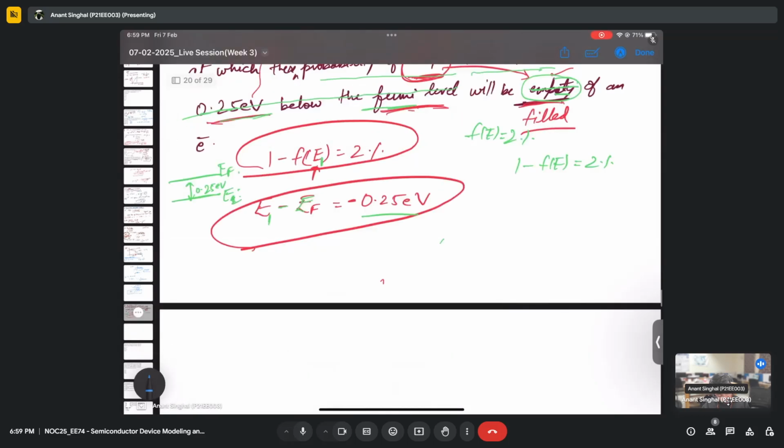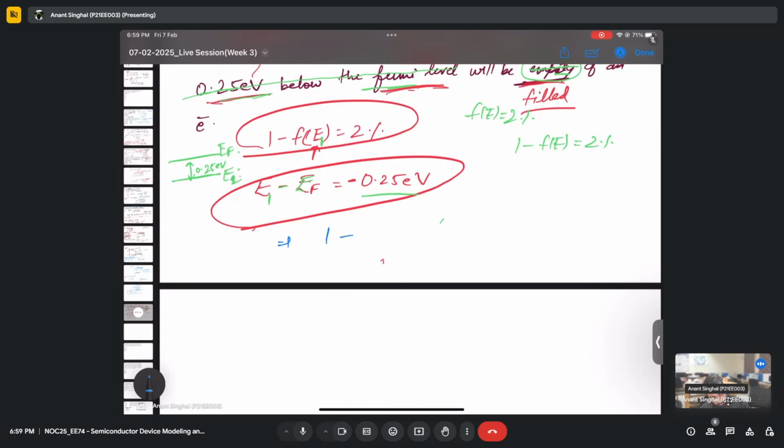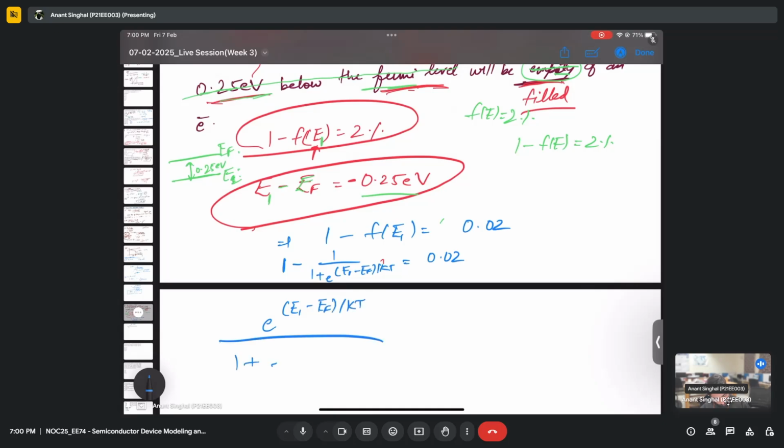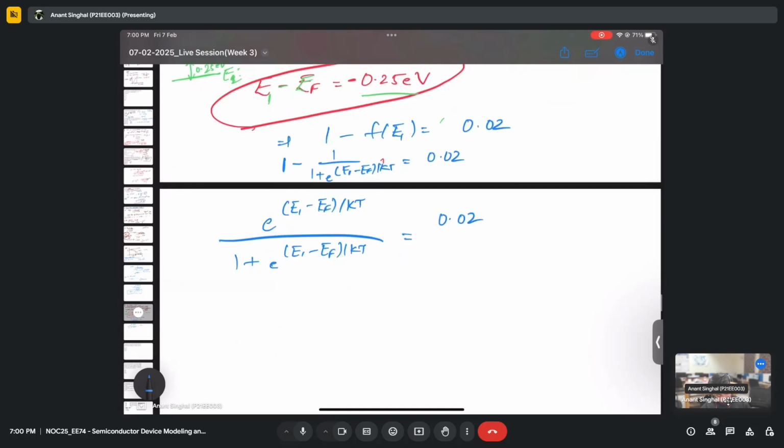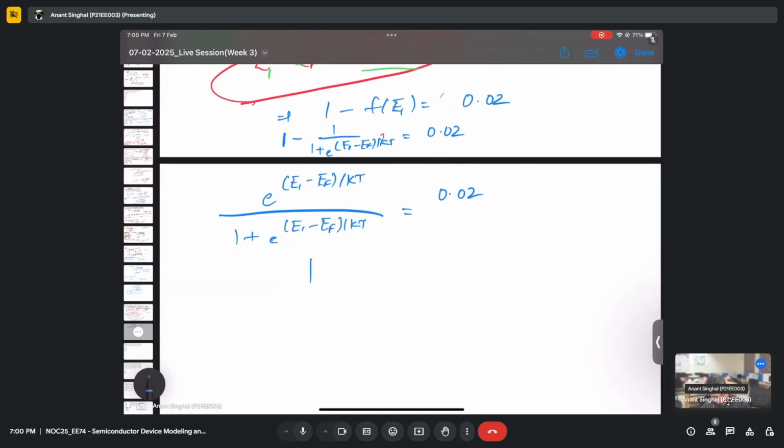Let me solve it side by side. I have already established that 1 minus F of E1 is 2%, that is 0.02. So 1 minus F of E1 is nothing but 1 upon 1 plus exponential of (E1 minus EF) over KT, which equals 0.02. If I take the LCM, it will be exponential of (E1 minus EF) over KT upon 1 plus exponential of (E1 minus EF) over KT. This is nothing but 0.02, right?